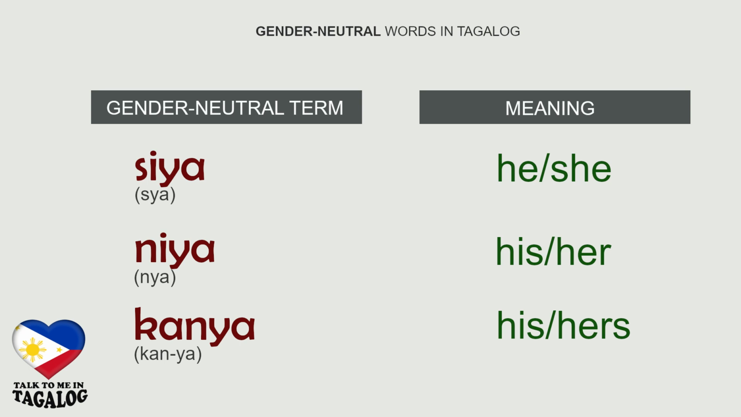Next, we have niya. This Tagalog pronoun means his or her. Our third gender-inclusive word is the possessive pronoun kanya. Kanya. Meaning his or hers.